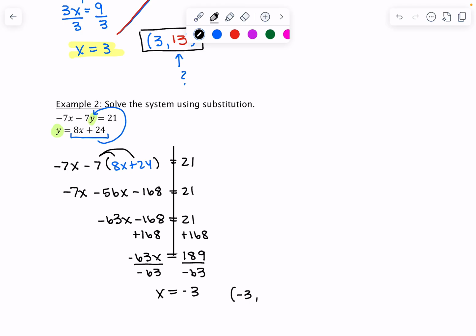Notice I'm showing all my work. I'm keeping nice, neat, and tidy. I can see my work really well and get that answer. Now that I know x is negative 3, I'm not done. I need to take that negative 3 here, rewrite one of the equations. I'm going to rewrite the y equals 8x plus 24, the bottom one. But instead of x, instead of 8 times x, I'm going to plug in right here that negative 3.